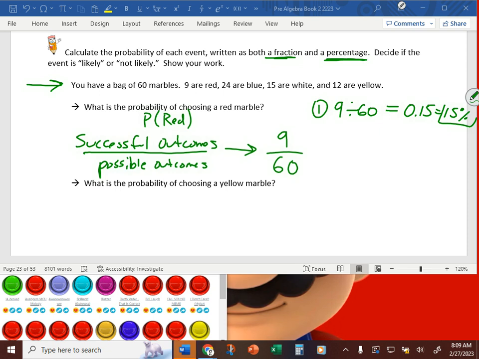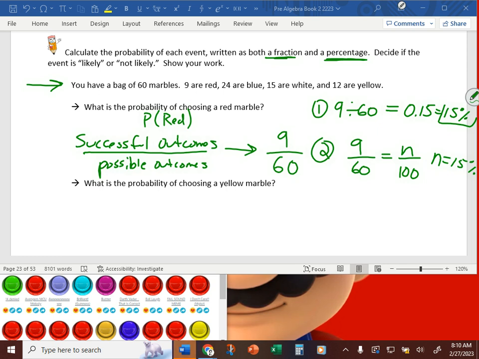The other option would be to set this up in our part over whole equals percent over 100 formula, right? 9 over 60 equals what over 100, and you can use cross products to solve that, and it would equal 15% here as well. Probably easiest to use the calculator, okay? But the proportion formula does work just as well.